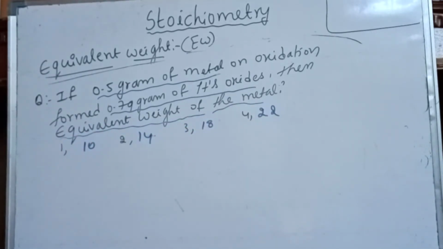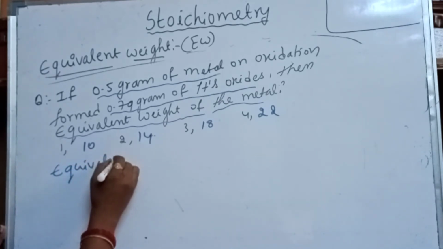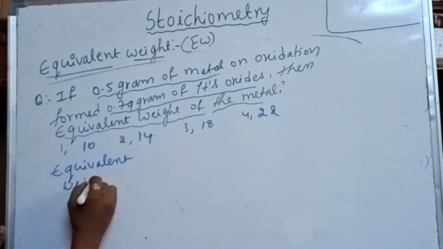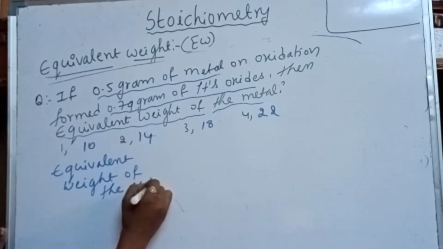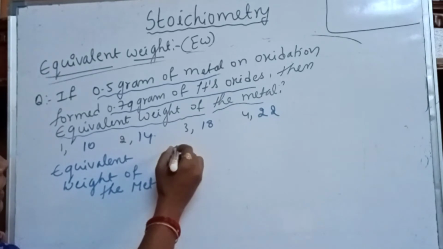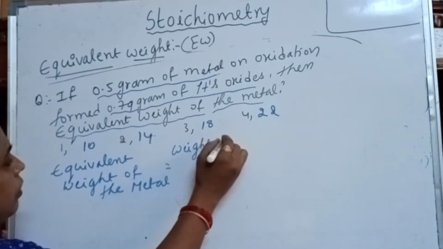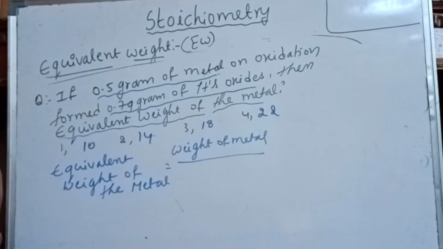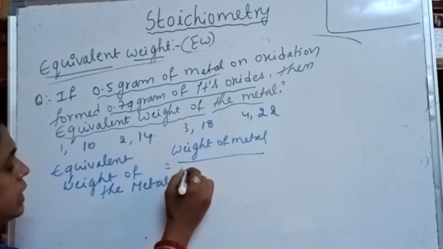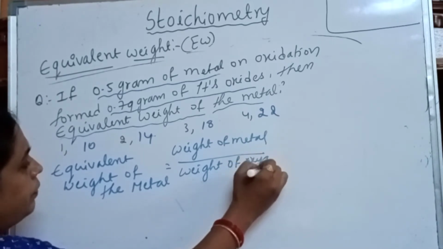So to calculate the equivalent weight of the metal, what is the formula here? Solution: equivalent weight of the metal is equal to weight of metal. The weight of metal is given directly. But here we have a metal oxide, so we calculate with respect to oxygen.